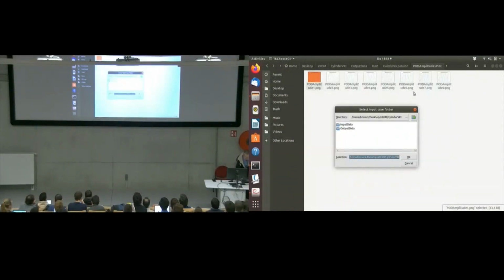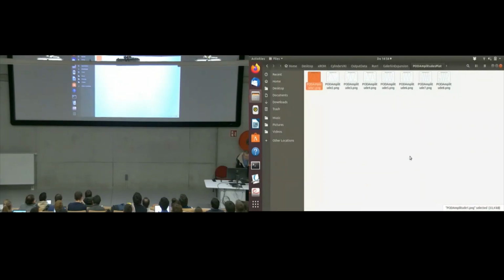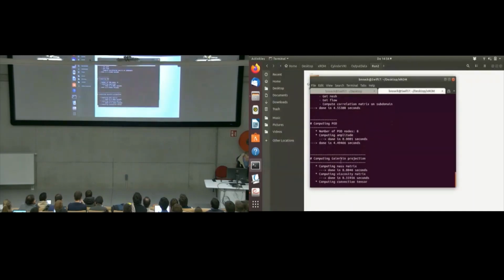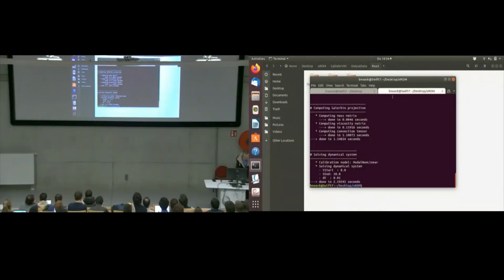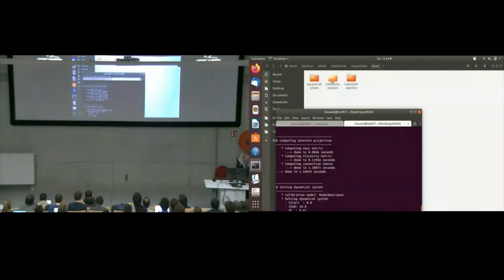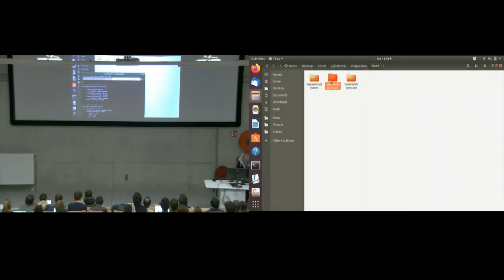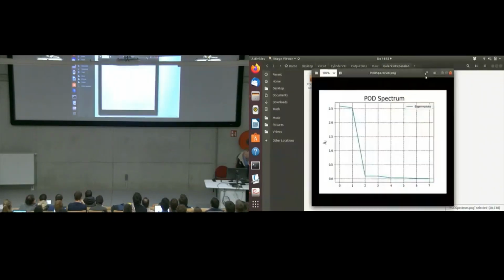Good. So now we also have the POD mode spectrum. So you see the energy, first mode, second mode, and so on. So it rapidly decays. Very simple flow.